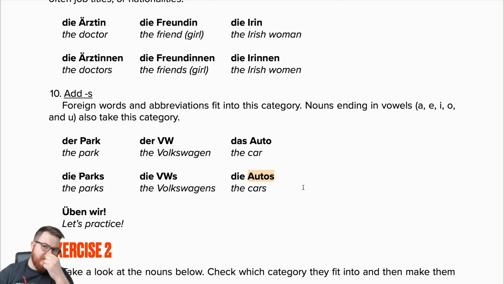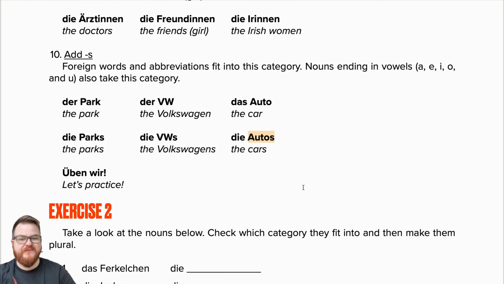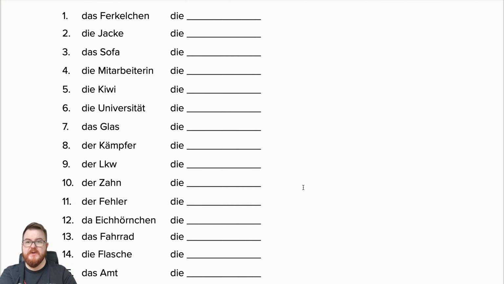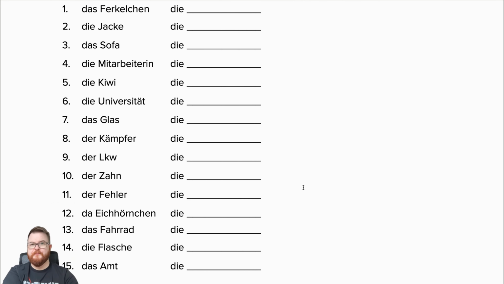So we're going to do another little exercise before we finish up the video. This time we've got 15 nouns, and we want to work out what category they fit into and write their plural forms next to them. So there are 15 in total.